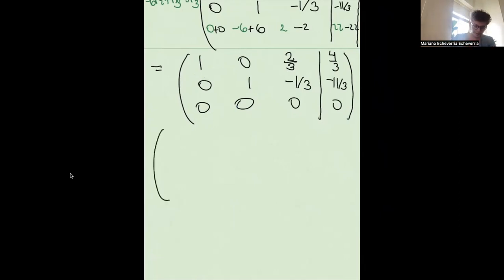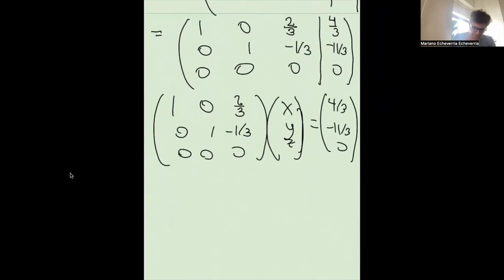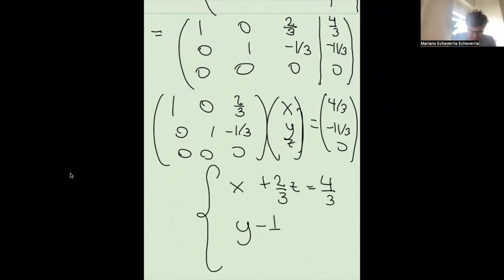And then once you rewrite this as a system of equations, you just have to make the variable reappear. So you put it here, and this gives you what? Now it gives you x plus 2/3 z equals 4/3, and then y minus 1/3 z equals minus 11/3, and then 0 equals 0. Is that making sense?